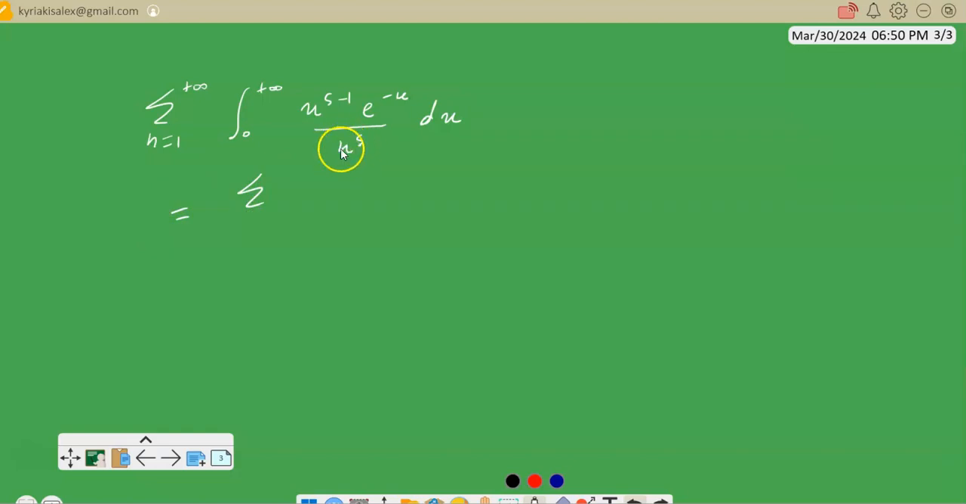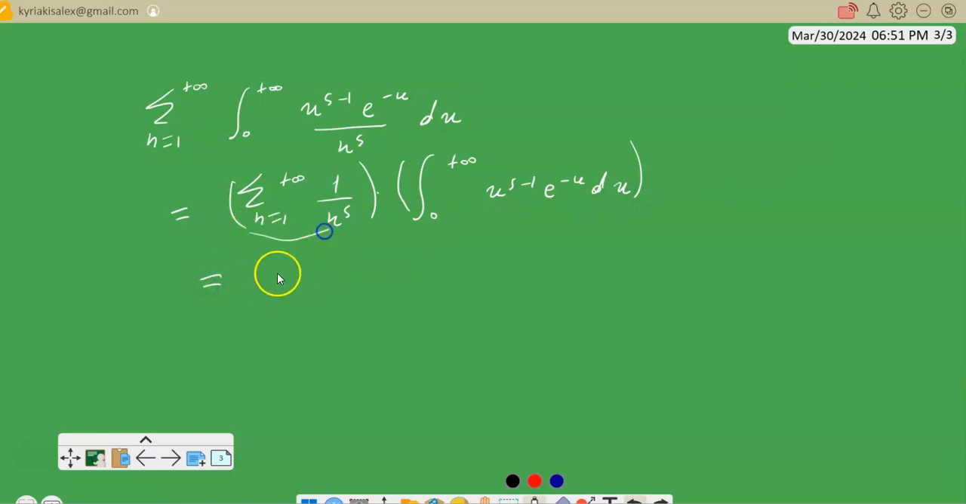Now I can take this 1 divided by n to the power of s outside the integral because the differential here is du. 1 divided by n to the power of s times the integral from 0 to infinity u to the power of s minus 1 e to the minus u du. And this is the gamma function, and this is the zeta function. So this is zeta of s, and this is my gamma function, gamma of s.